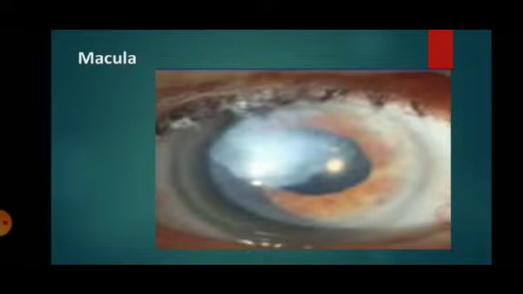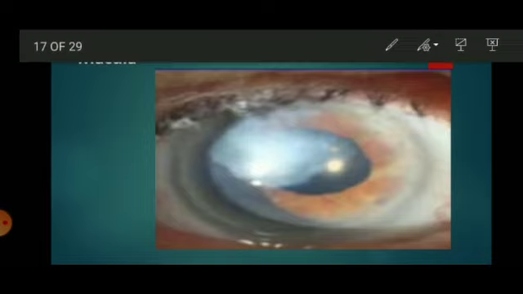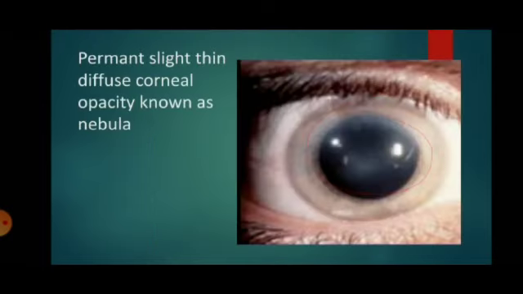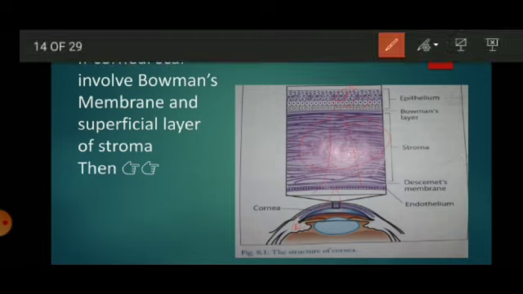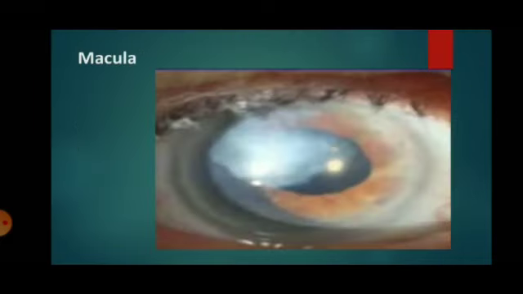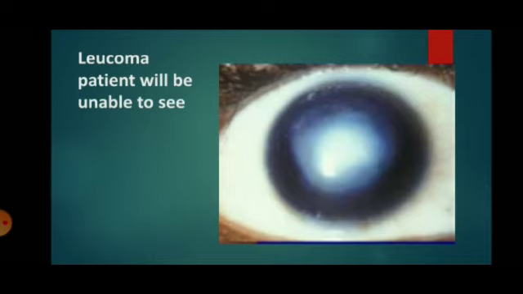If the microorganism involves half of the thickness of the stroma, then it is called macula. And if the full thickness of the stroma is involved, then a permanent dense corneal opacity will be around the cornea.